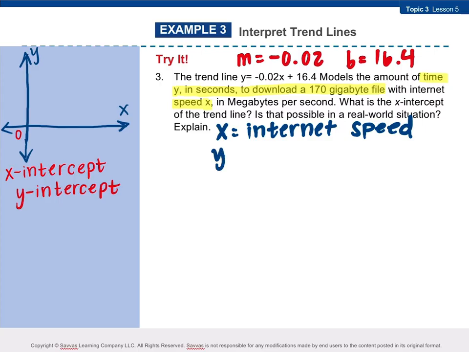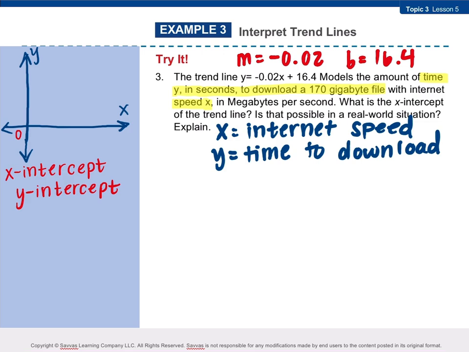And y is how long it takes to download the same file. So I'm kind of trying to imagine this graph in my head, right? It's starting at 16.4 and it's going down, which makes sense. As my internet speed gets faster and faster with X, as my X goes up, my internet speed gets faster. My time to download should be going down, which makes sense with a negative slope. It'll take less and less time to download a file if my internet speed is getting faster and faster.